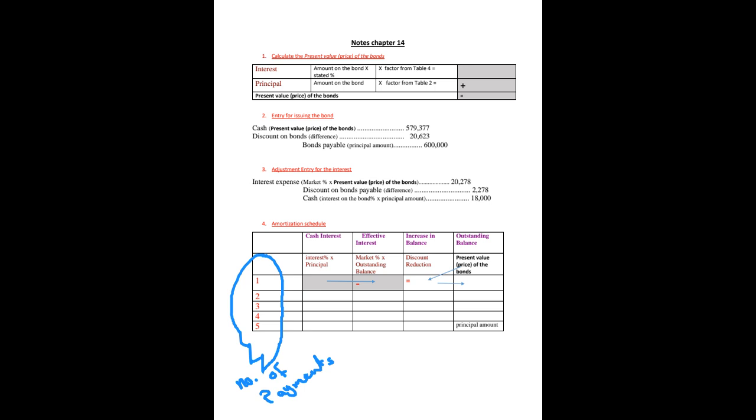For the second column, it's the cash interest. The cash interest here is the stated interest on the bond times the principal or the amount borrowed. So in our example, it was 5%. The borrowed amount was 600,000. Whatever this amount is, it will be fixed.